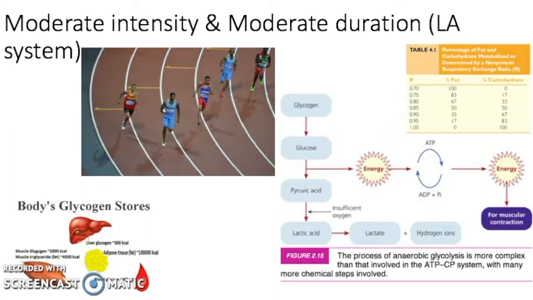The energy source providing the lactic acid system with fuel is all carbohydrates. Carbohydrates are the only energy source which is providing the lactic acid system with energy. The carbohydrates are glycogen and glucose. Glycogen is broken down by the process of anaerobic glycolysis.